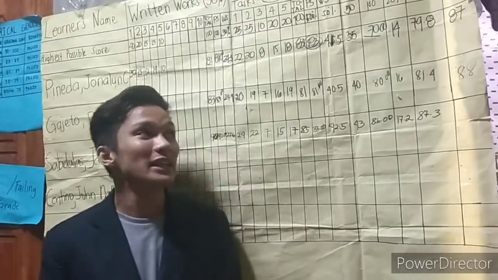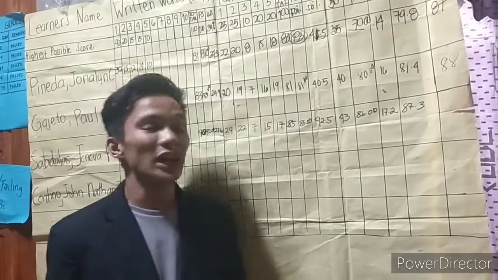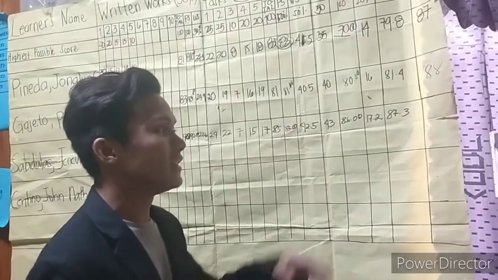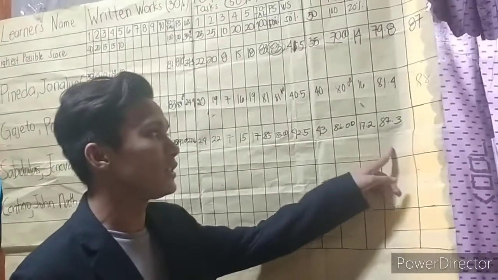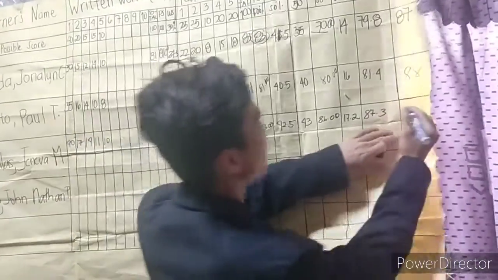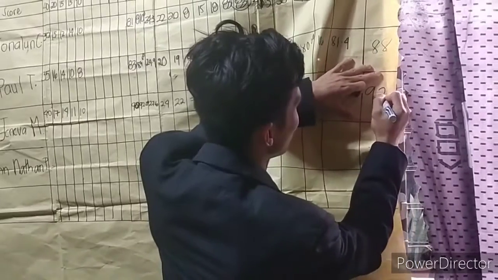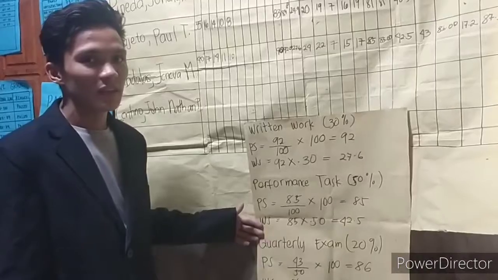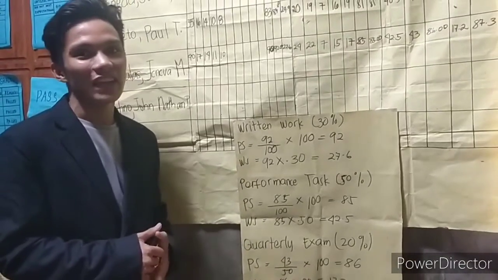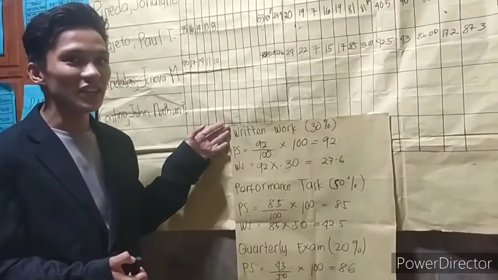To get the quarterly grade of Geneva Sabidalas, I use a transmutation table. So the 87.3 will be transmuted into 92. So this is the manual computation of the grading system that I've done earlier.